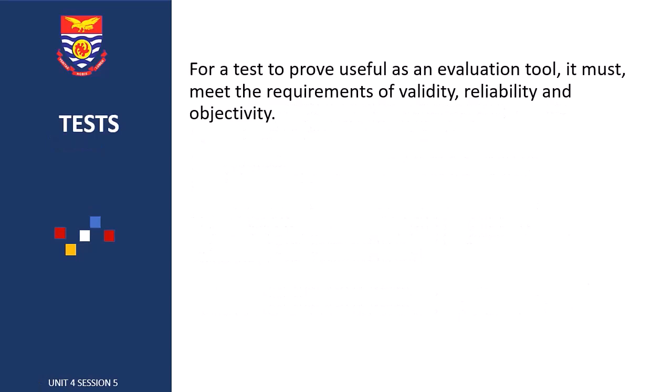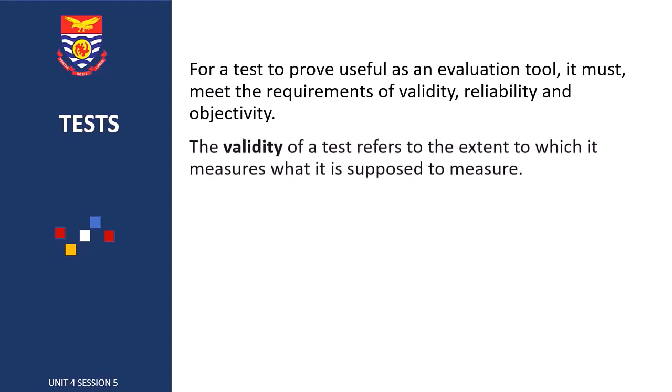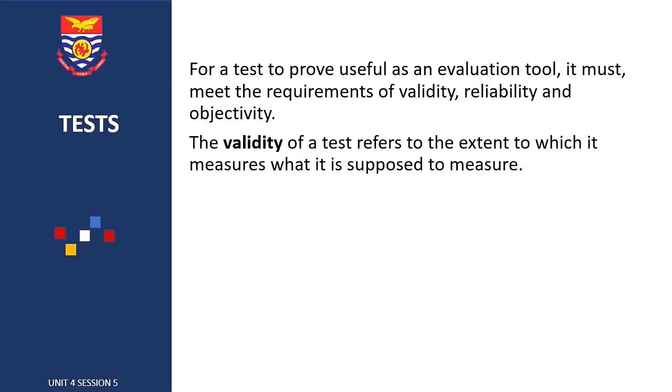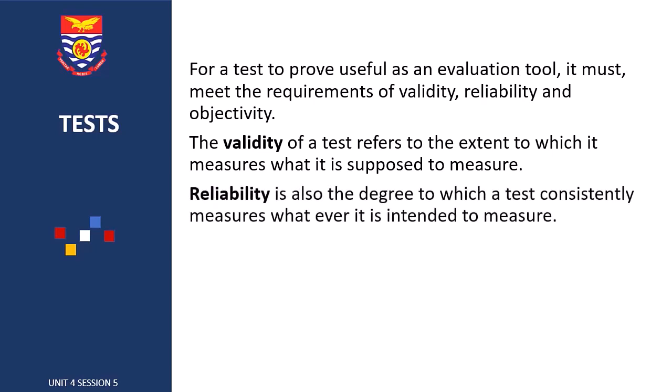For a test to prove its usefulness as a tool, it must meet the requirements of validity, reliability, and objectivity. What are these terms? Let's take them. When we talk about validity of a test, it refers to the extent to which it measures what it is supposed to measure. Is the test actually measuring the skills and the knowledge that we intended for it to measure? That is its validity. Secondly, the reliability: to what degree is the test consistent in what it is intended to measure?